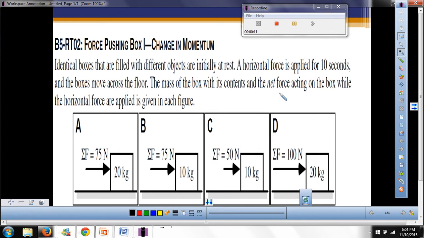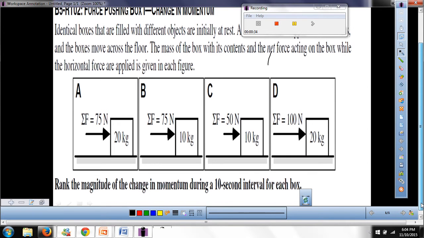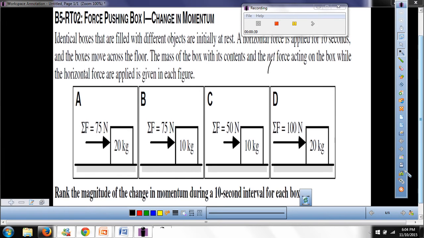All right, so it says identical boxes that are filled with different objects are initially at rest. Horizontal force is applied for 10 seconds, and the boxes move across the floor. The mass of the box with its contents and the net force acting on the box while the horizontal force is applied is given in each figure. Okay. So I have A, B, C, D, and I want to see what they want me to do. It says rank the change in momentum during the 10-second interval for each box. Well, I know that a force applied over a period of time is going to cause a change in momentum.